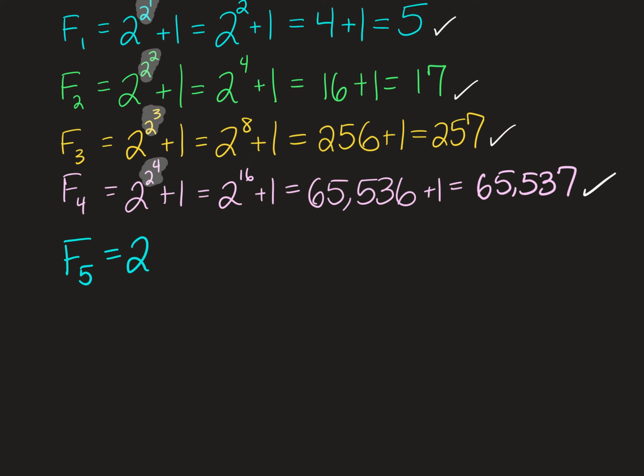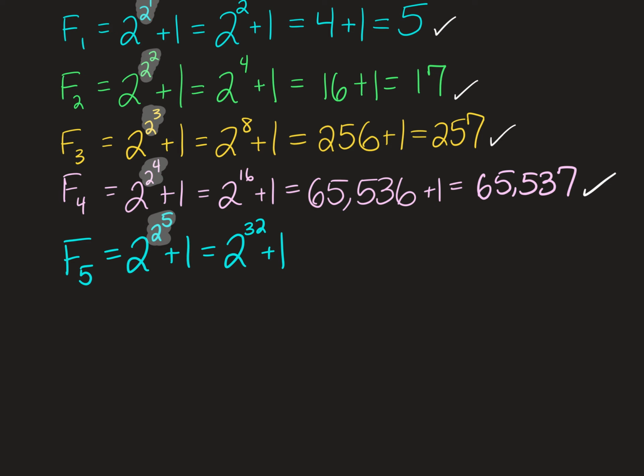F sub 5. So just like before, I'm taking it slow. I'm figuring out what 2 to the 5th is, and that's the power of 2 I'm going to have to find. Now I have to do 2 to the 32nd power. Okay, no calculator. Try to figure out what 2 to the 32nd power is. I mean, that's going to take a while, right?